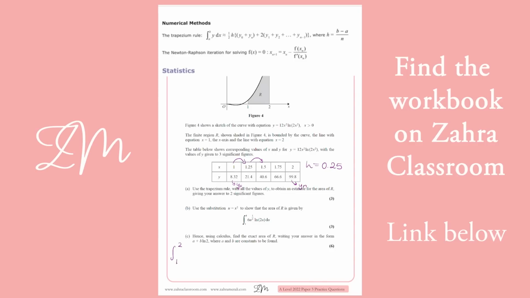So you've got the integral between 2 and 1, y dx equals 1/2 times h, which is 0.25, big squiggly brackets, y naught, which is 8.32, plus yn, 99.8, plus 2 lots of everything in the middle, 21.4, 40.6, 66.6, close squiggly brackets. And you can type it exactly like that into your calculator. They want it to 2 significant figures. You type that in and you'll get 46.